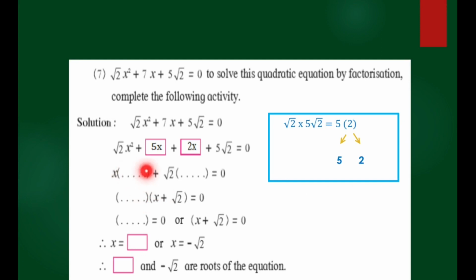Now here we have to take common. So here we take x common. So in the first bracket we have to write root 2x plus 5. In the second bracket we have to take root 2 common. So we write this 2 as root 2 into root 2. See here, 2 can be written as root 2 squared or root 2 into root 2. We take 1 root 2 common. So in the bracket we have to write root 2x plus 5 because we take root 2 common.